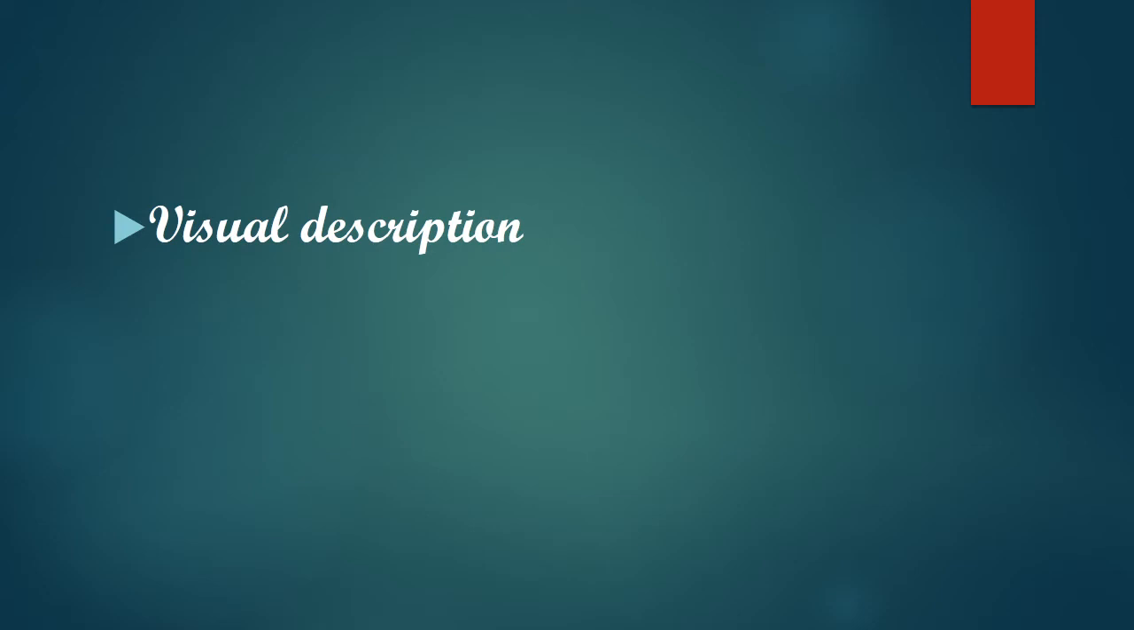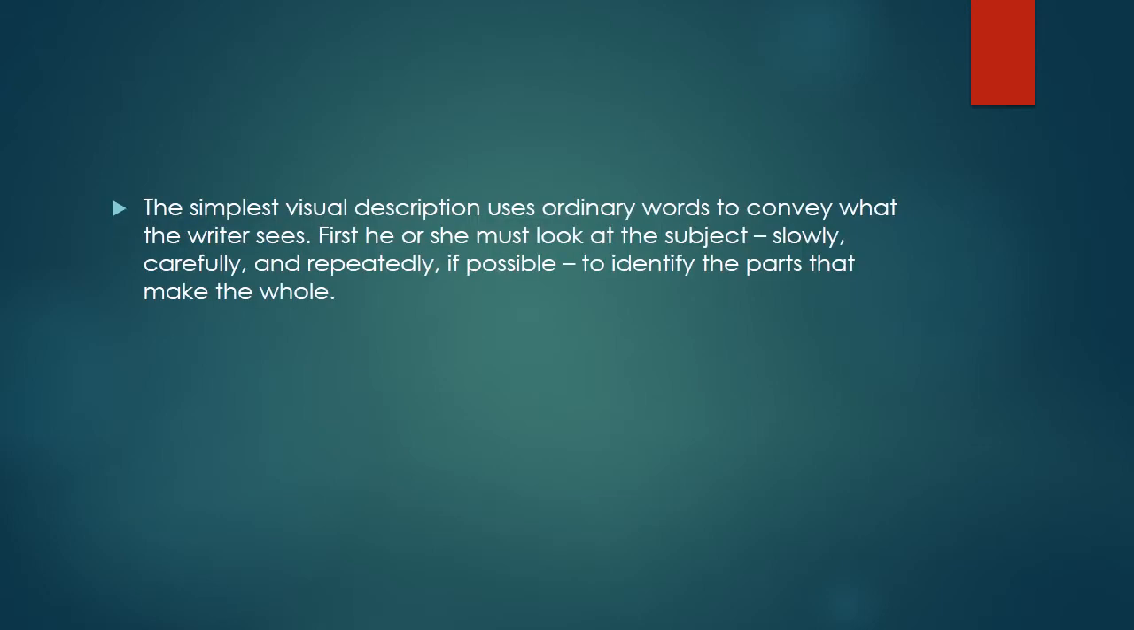One picture is equal to 100 words of explanation. That is, what cannot be explained or described in 100 words can be explained or described in just one picture. The simplest visual description uses ordinary words to convey what the writer sees. First, he or she must look at the subject slowly, carefully, and repeatedly, if possible, to identify the parts that make the whole. So, you have to watch the visual one or two times. You have to get an idea. You have to watch very carefully.